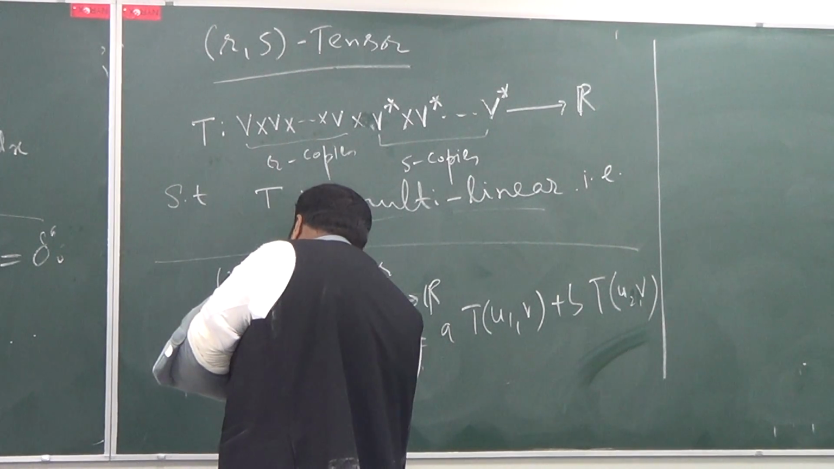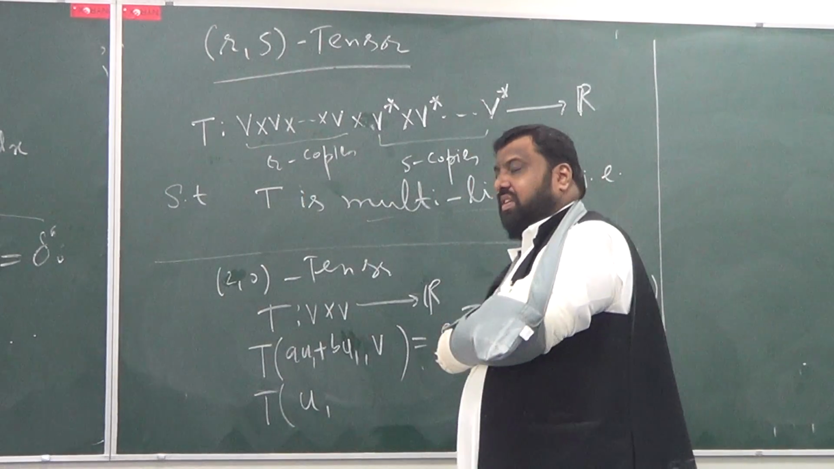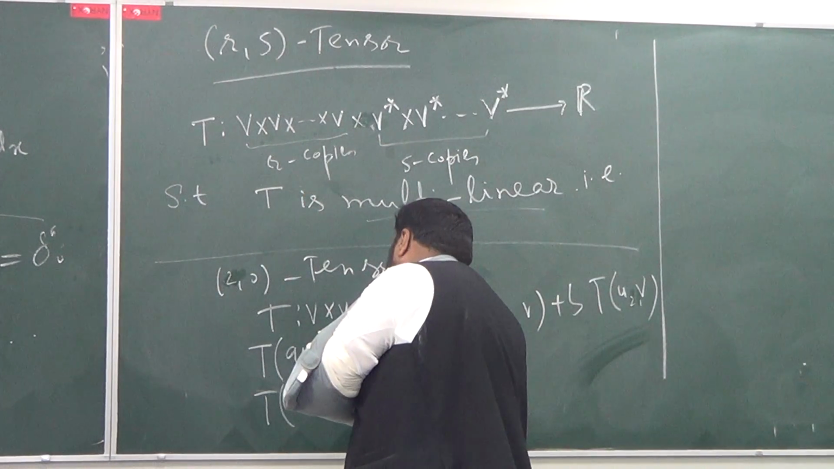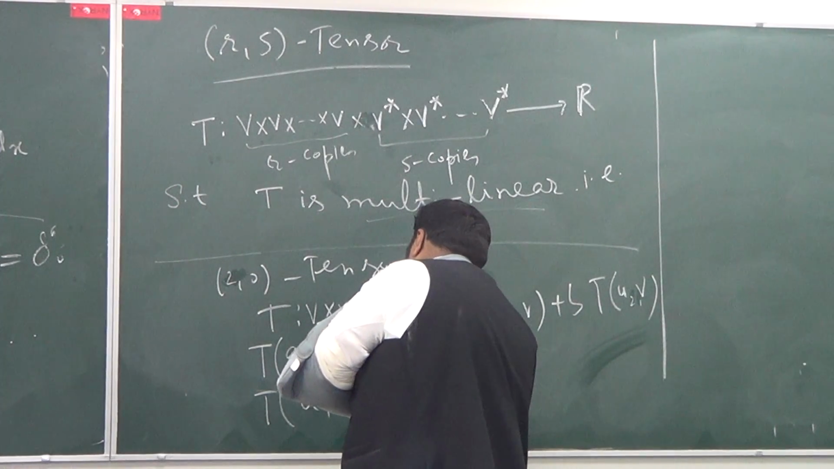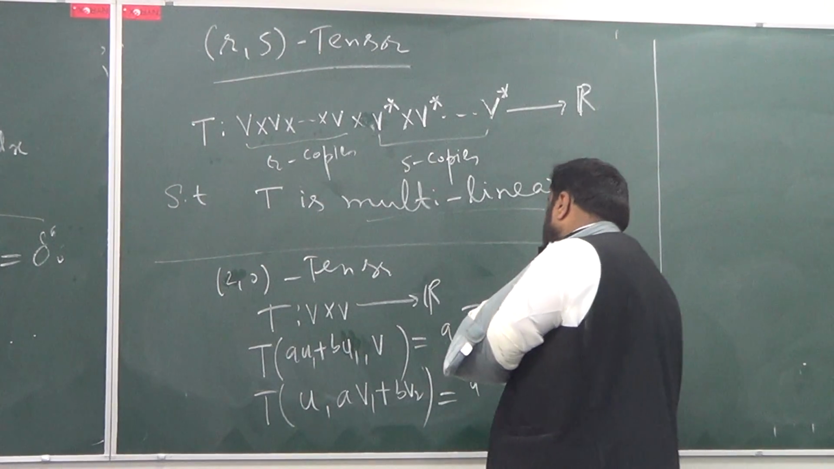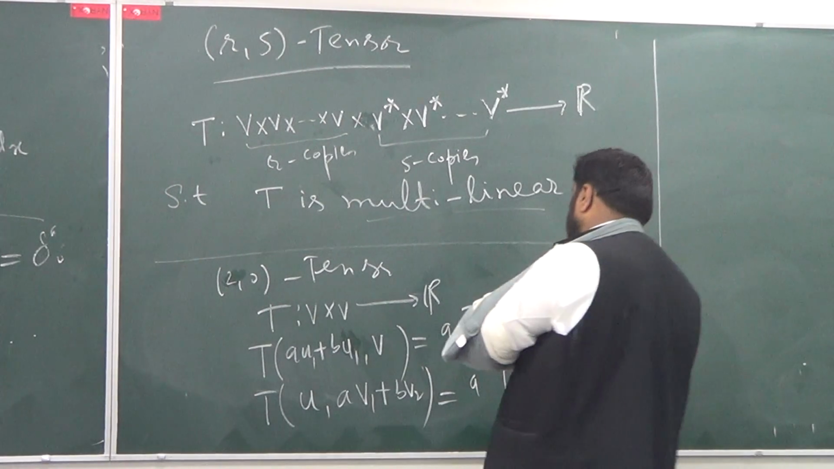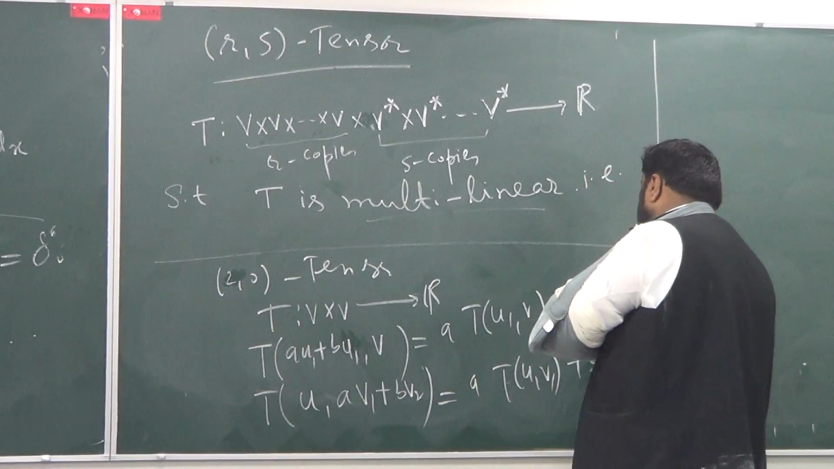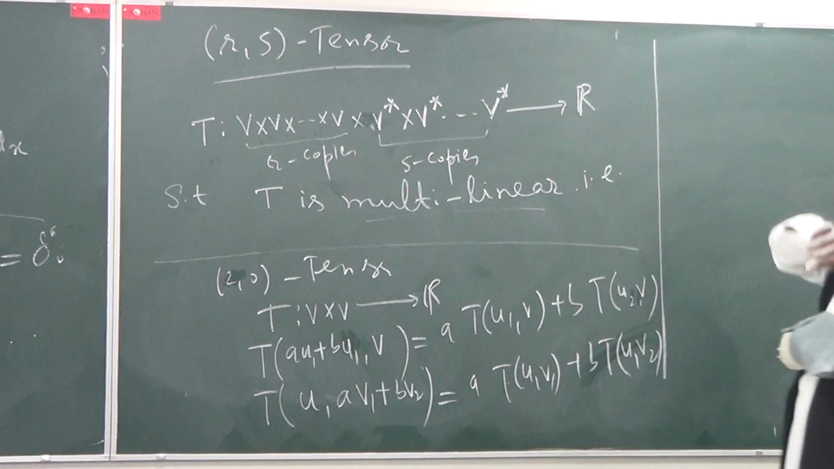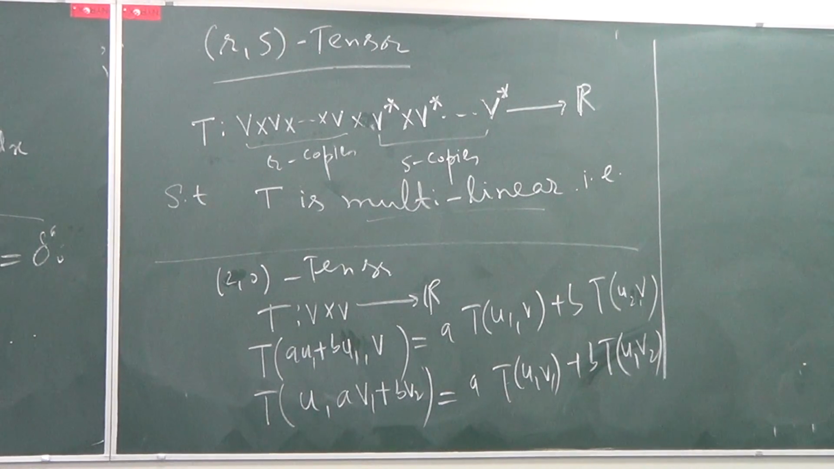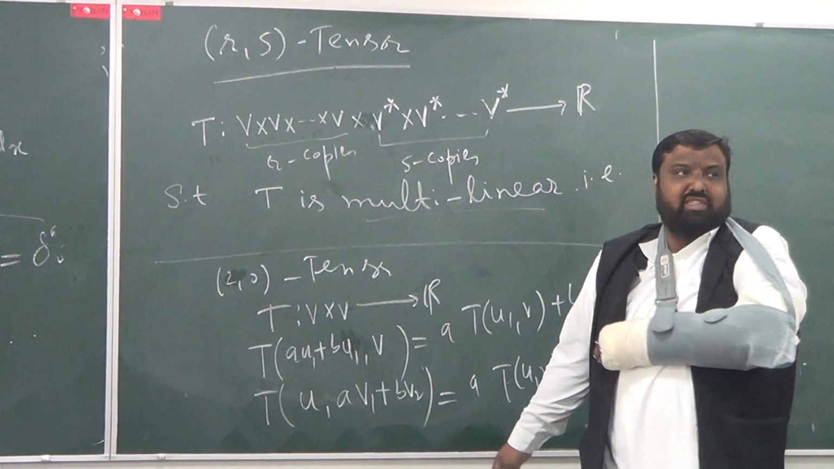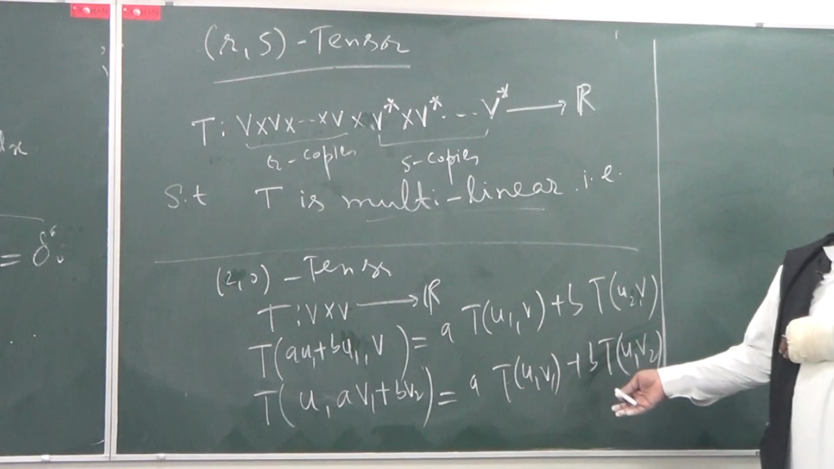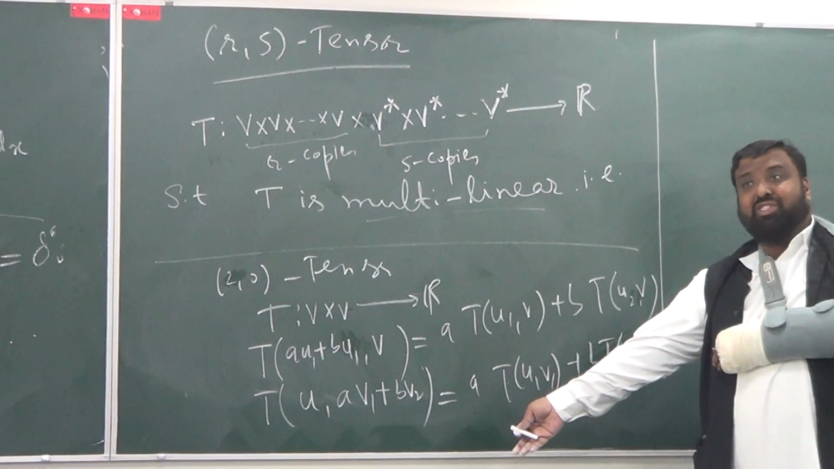In other words, if I have a U here and I have aV1 plus bV2, then it should be the same as a times T(U, V1) plus b times T(U, V2). Okay? So it's a bilinear map. You getting the point? Now, if I have a third component here, what makes it different actually? It's not different, it's just linear in the third component as well.